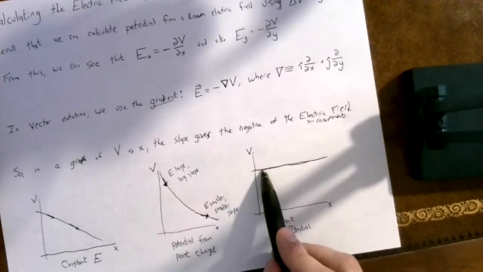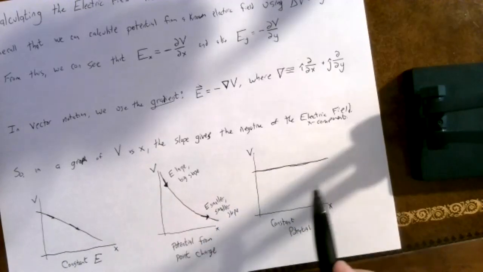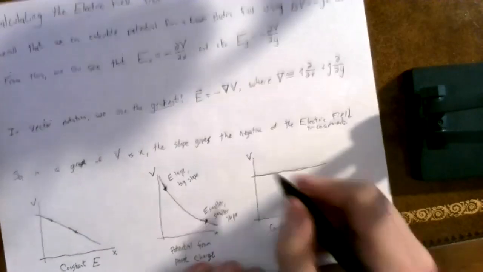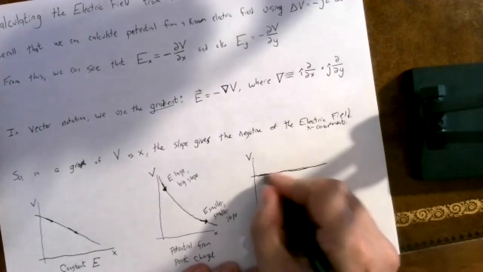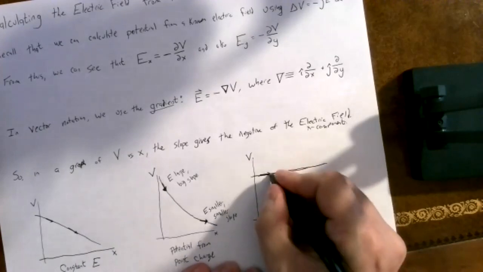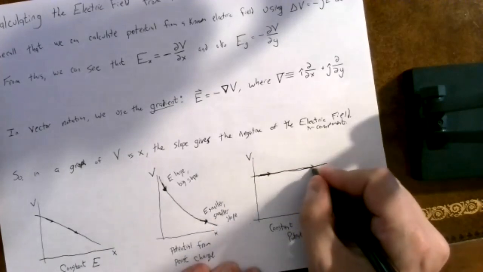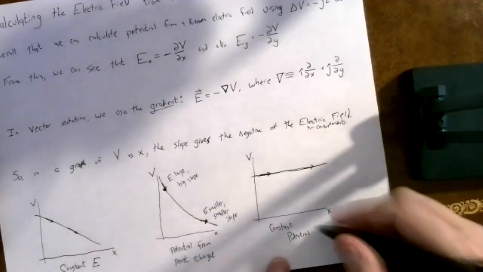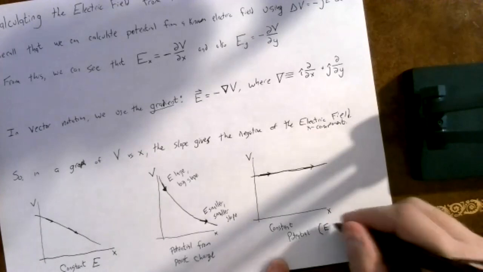Because specifically, what is the slope along here? Infinity? Oh, 0. 0, right? Yeah, because it's horizontal, right? So the slope is just 0 everywhere on this line, right? So anytime you have a constant potential, the electric field is 0, right?